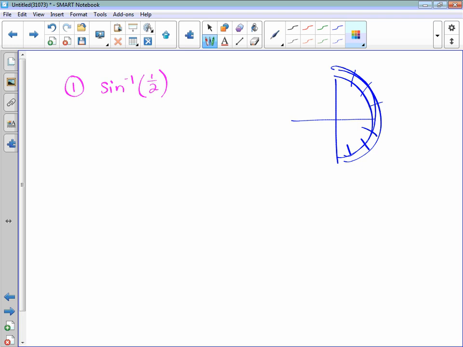Pi over 6. That is what you do. It's like you're working in reverse. You are telling me the angle that has a sine of 1/2. That's what inverse means. You are giving me an angle as an answer.